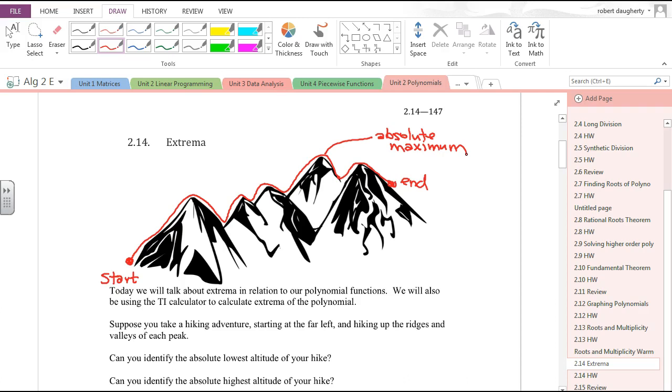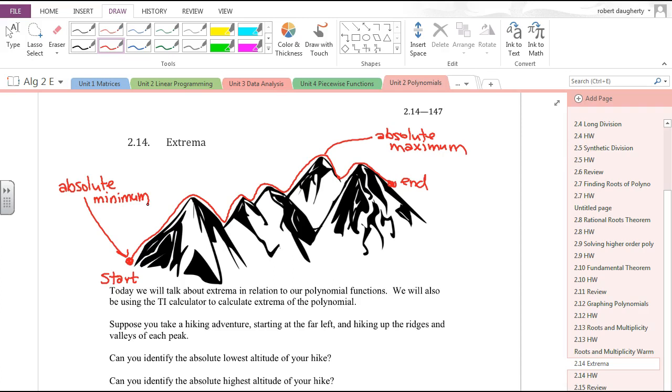Is there a spot on this trip that I was at my lowest altitude possible? That would be right here. This point would be called my absolute minimum. So absolute maximum, absolute minimum.